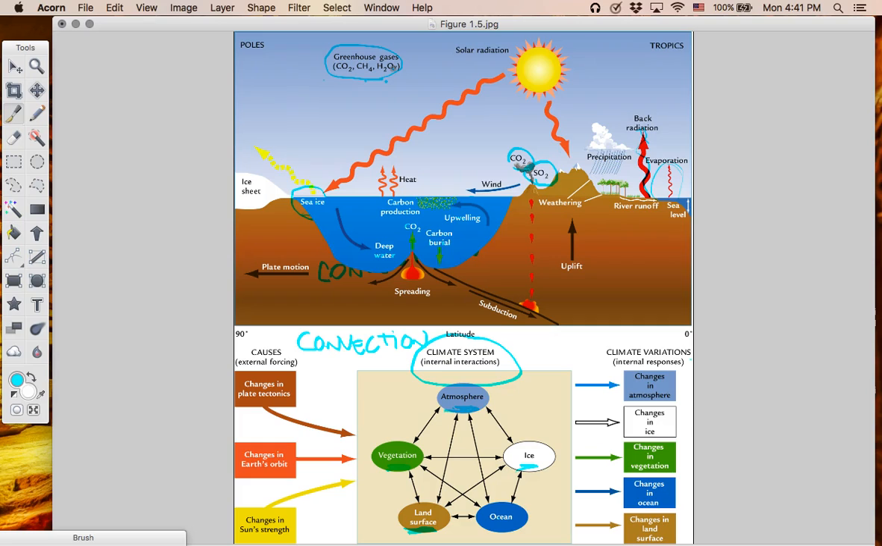So take some time and try to look at the different interactions in this image and imagine, like, how would changing one of these components impact the others? So for example, if this ice sheet expanded, more solar radiation would be reflected from Earth's surface compared to absorbed, and so that would cause a cooling effect.